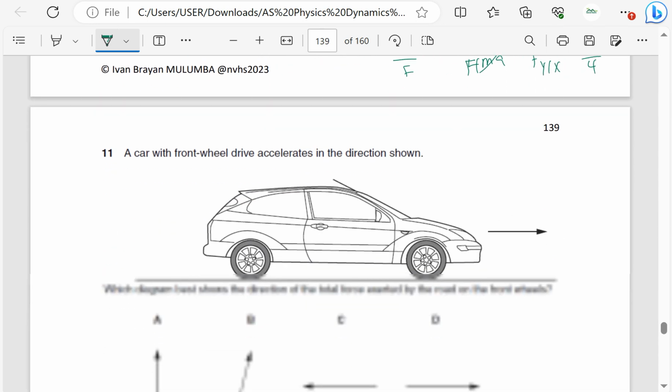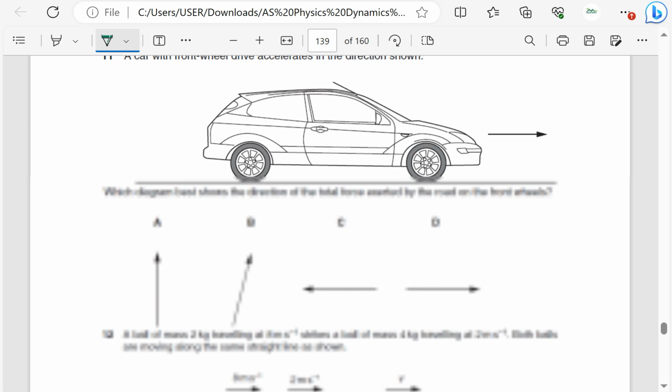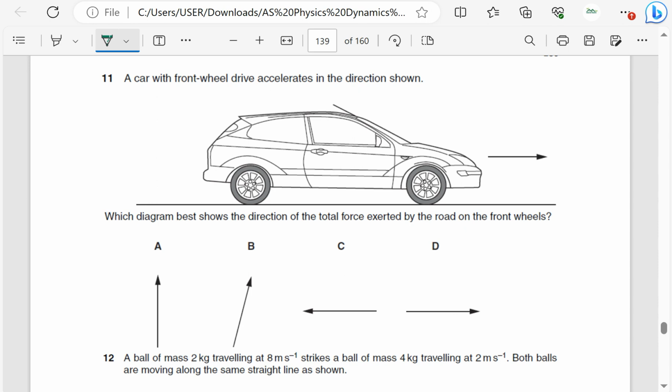A car with front wheel drive accelerates in the direction shown. Which diagram best shows the direction of the total force exerted by the road on the front wheels? Total force.